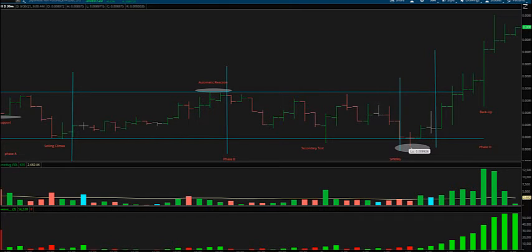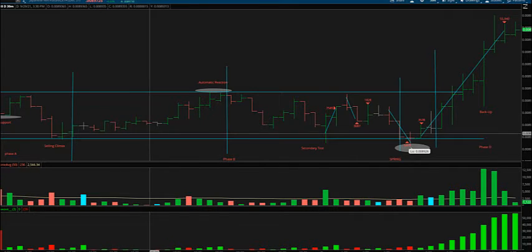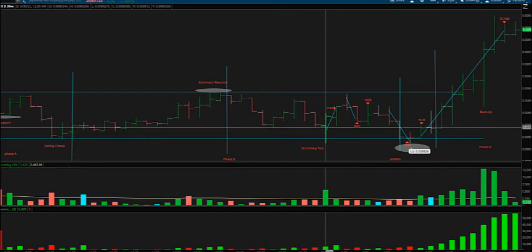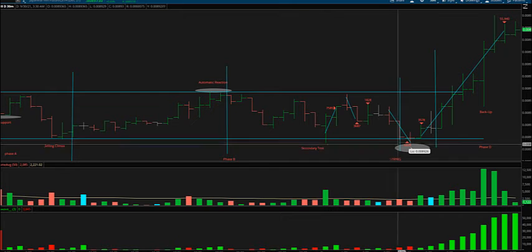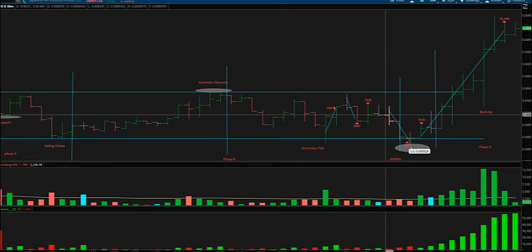So I'm going to pause this, and then you'll see the way I've marked up the charts with the volume. Okay, now I've marked it up with the volume. So what we have here is the activity inside of phase B, and then we've got the spring down here at phase C.